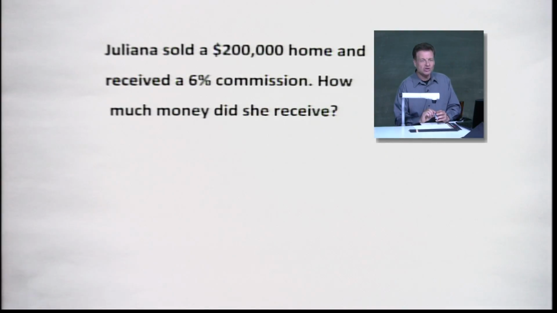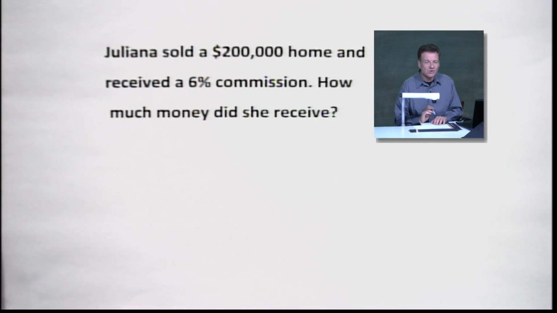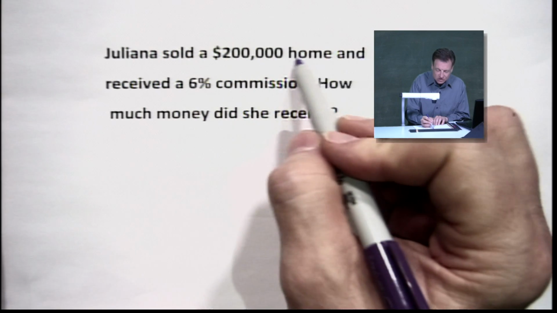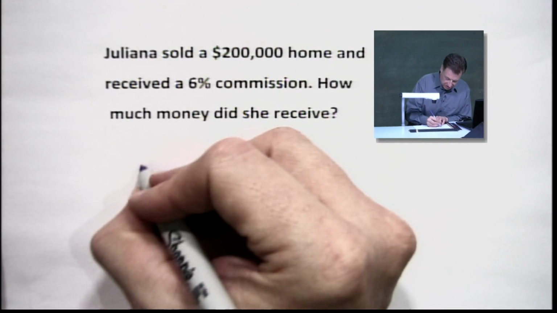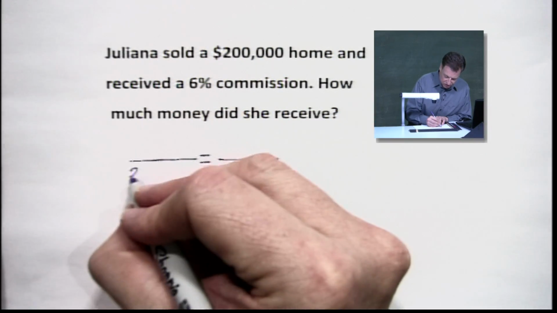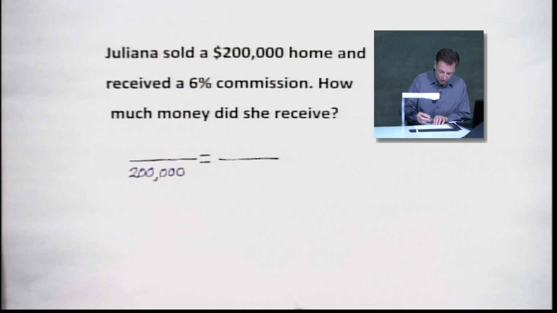So let's take a look at Juliana here. It says she has sold a $200,000 home and she received a 6% commission. We don't know how much money that commission was. How much money did she actually make? All right, so again, the base is 200,000. So let's go back to our part over our base, and that's going to be 200,000, or our total, sometimes we like to call it. We're looking for a part up here. What is the part? Well, we don't know how much money she's going to make, but I think she's going to do all right.